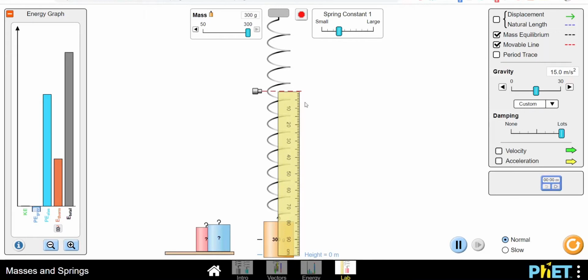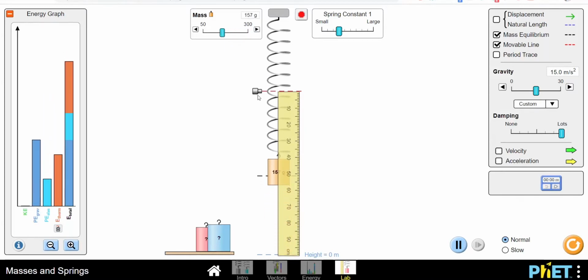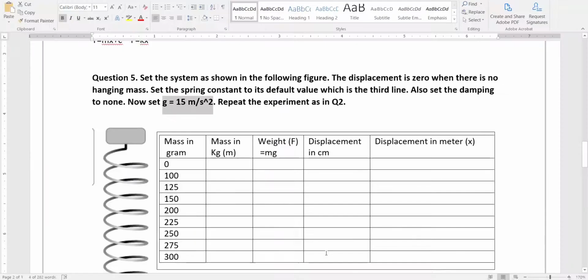And now you see the displacement will change. Now you have to again measure for the different masses and fill out this table. The idea of doing this is to see what is the effect of acceleration due to gravity on the spring constant. If you change the g value, which is acceleration due to gravity, will the spring constant change? You just have to answer that.